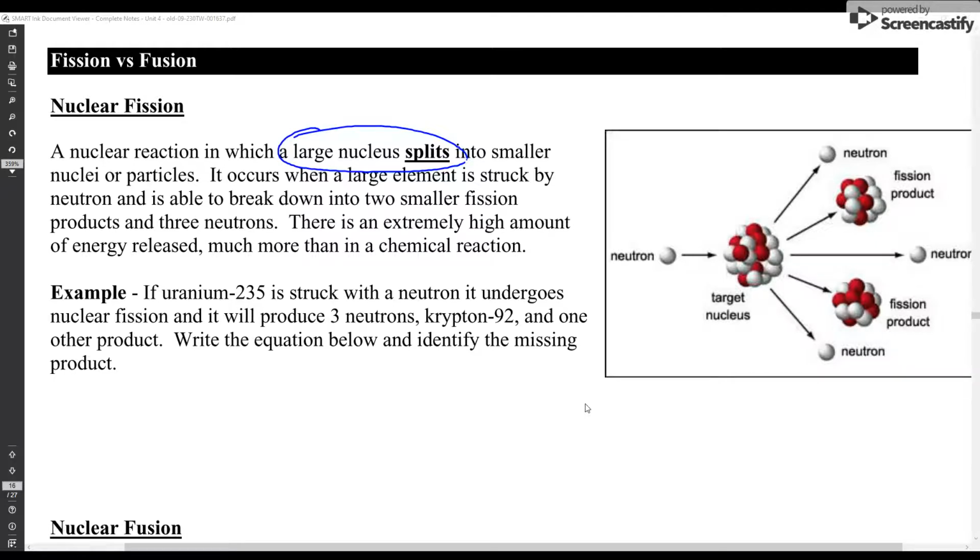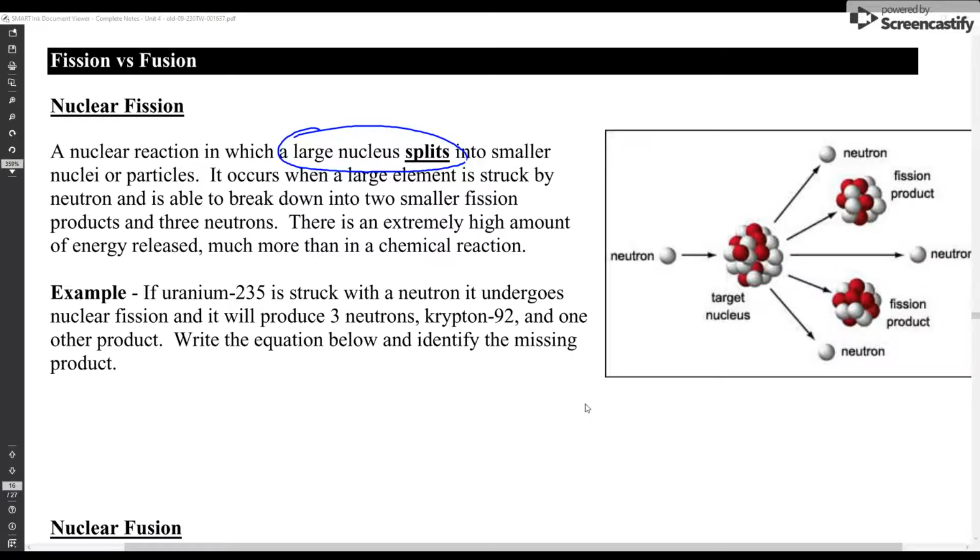So we get large elements. Usually what you're going to see here are neutrons being shot at something that's really large, in this case like a uranium isotope. It's going to break down into smaller products. It's actually going to give off more neutrons, and all of those neutrons are going to hit other uranium isotopes. And every time it does this, it gives off a large amount of energy, way more than chemical reactions, for these nuclear fission and fusion reactions.